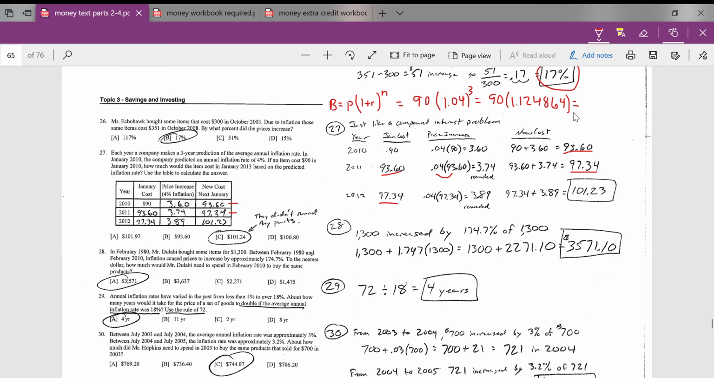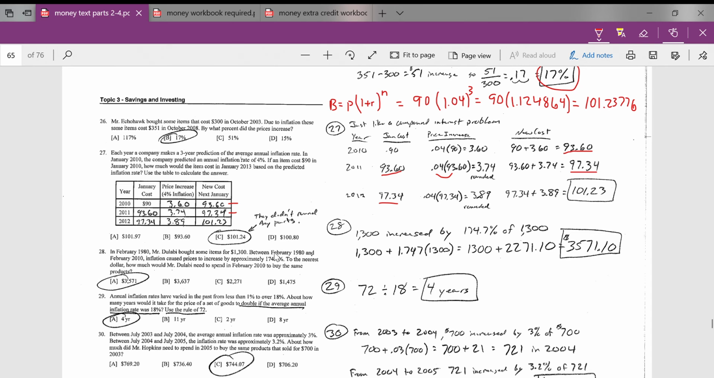So we have that, and then just leave that answer in your calculator, hit times 90, and I end up getting 101.23776. And again, that would round to 24 cents. Okay, so that's just another way you could do this problem. You don't have to use the table that they gave you here. So 2 ways to do that problem. If you want to look at that, you can pause it, look at that, play it back, whatever you need to do.